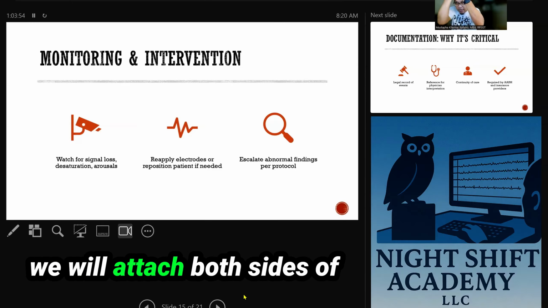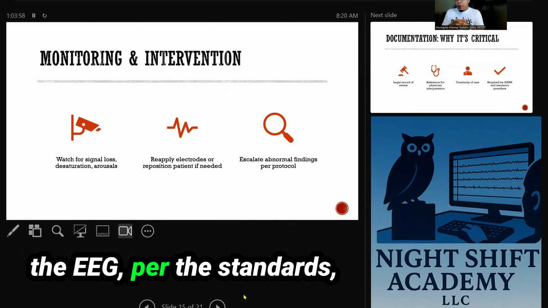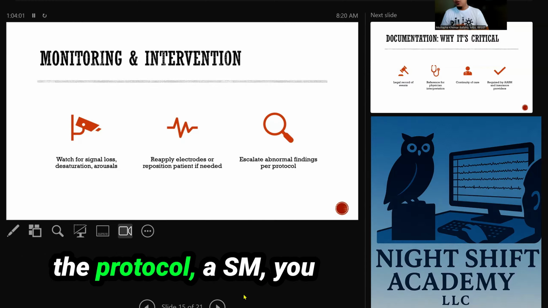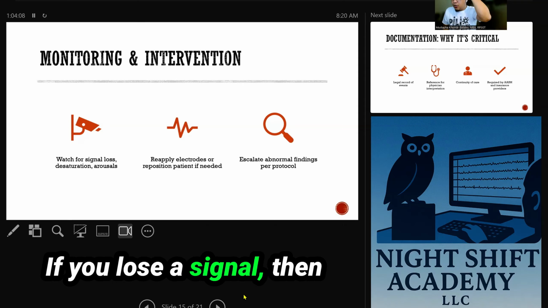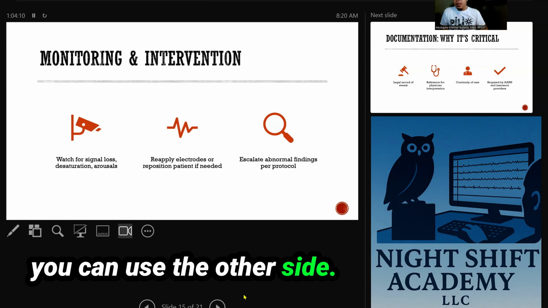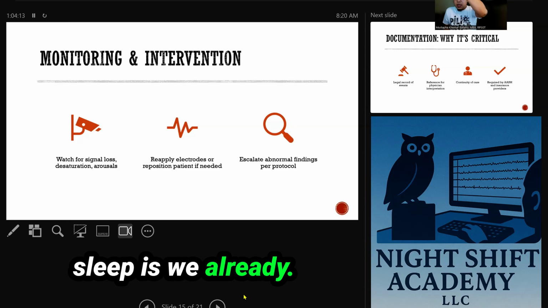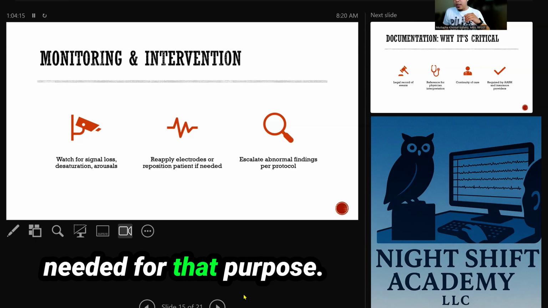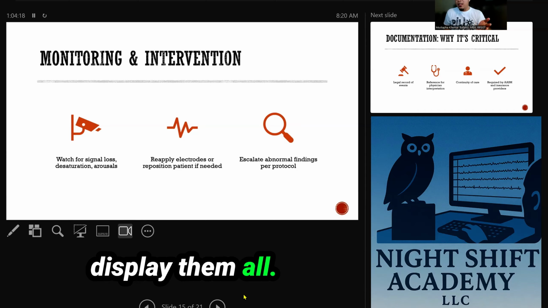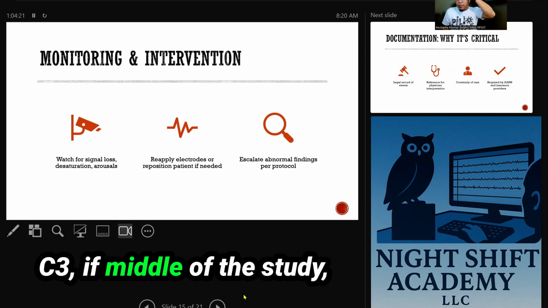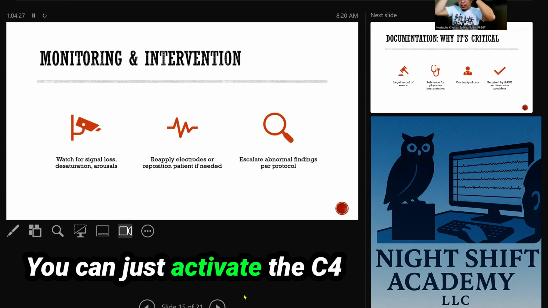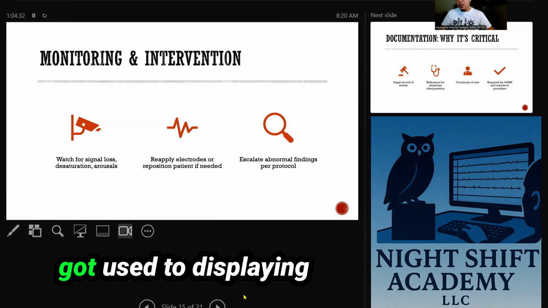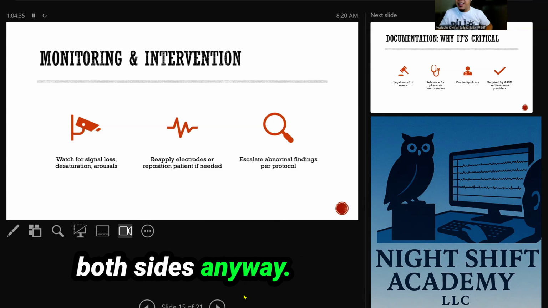Most of the time, we will attach both sides of the EEG. Per the standards, the protocol, AASM, you only need to show one side and record on one side. If you lose a signal, then you can use the other side. What we do in sleep is we already apply the electrodes needed for that purpose. You don't need to display them all. C3, if in the middle of the study you lose signal because the electrode breaks, you can just activate the other side. Most of the time we got used to displaying both sides anyway.